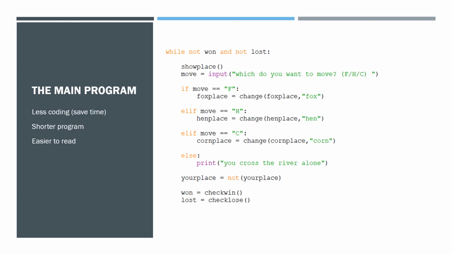So this is our main program now. It's a lot neater and shorter than the one that we began this lesson with. We're calling the showPlace procedure, the change procedure, and the checkWin and checkLose procedures. The program's shorter. It's less coding because we've reused some of the functions more than once. And I think that program is a lot easier to read than what we began with.